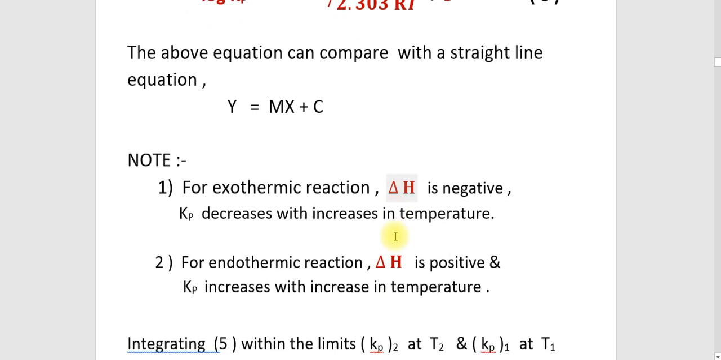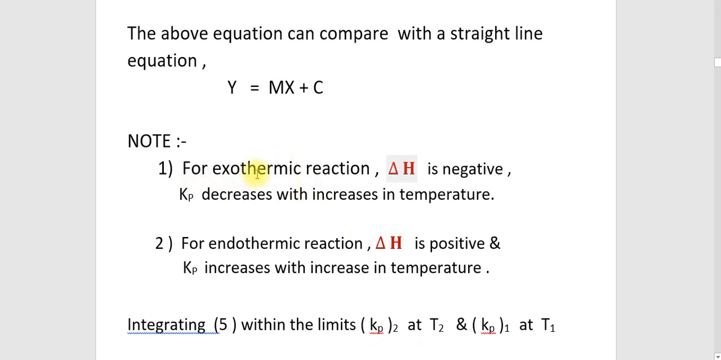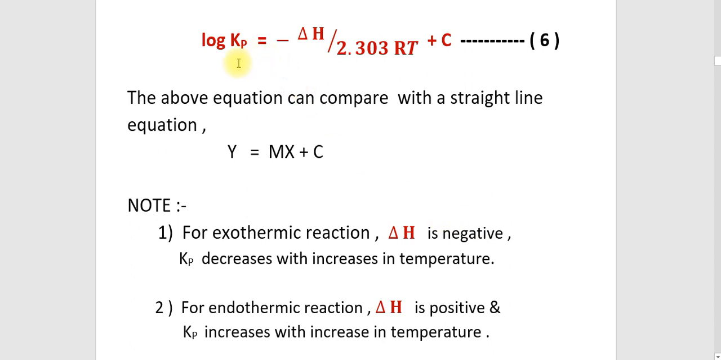Now, for an exothermic reaction we know that delta H is negative. So what will happen to Kp is what we need to look at. For an exothermic reaction, delta H is negative, Kp decreases with increase in temperature. As the temperature increases, Kp is decreasing.